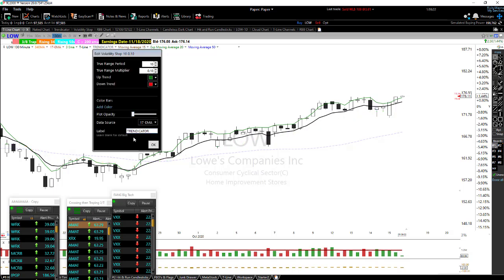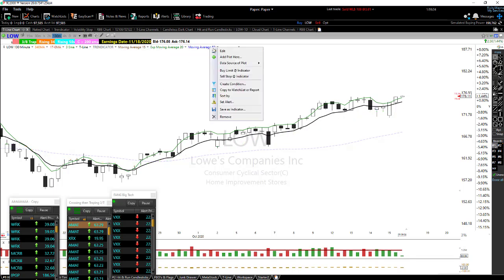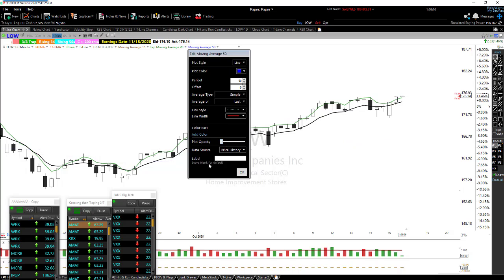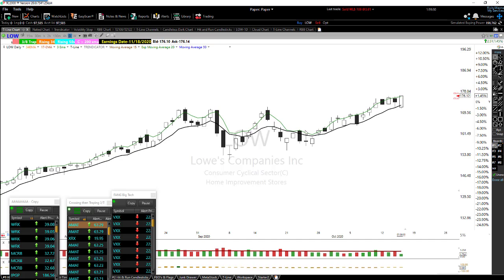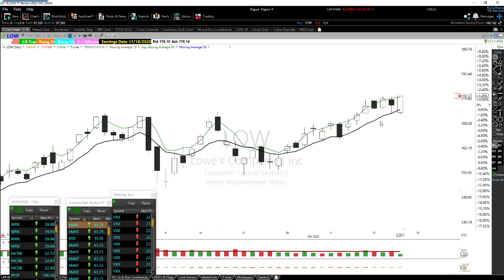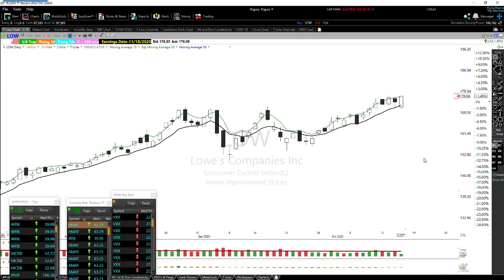Let's get rid of the trend indicator. Let's get rid of the 50 period moving average. There we go. That's the 3/8 trap right there. It's when price is trapped between the T line, the 8 exponential moving average, and the 3 exponential moving average. And that's what we're looking for.